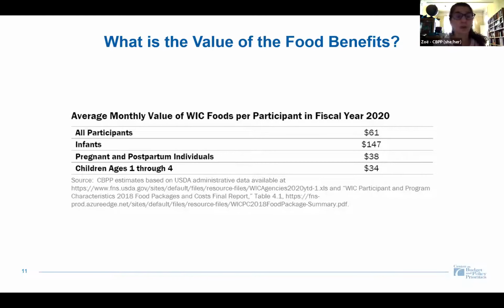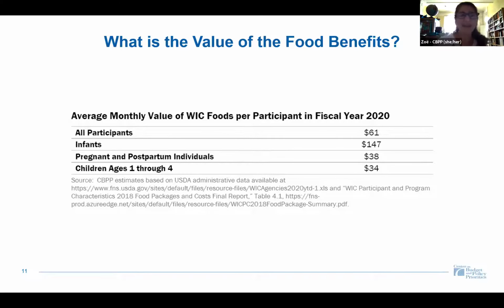WIC provides infant formula, which is the most expensive item in the package. And so the value of the package for an infant is almost $150 a month, whereas it's much lower for pregnant and postpartum individuals and for children. For children, it's only about $34 a month. It's important to point out that WIC is able to purchase infant formula at tremendous discounts. So the figures that I'm showing you here are the value to participants. They are not the cost to the federal government.